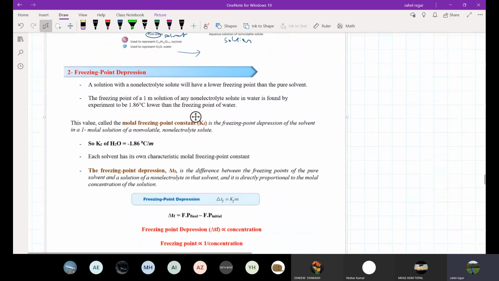What is the second property? The second property is freezing point depression. The depression here is the change, which means decreasing. So it means lowering, something like that. Decreasing.